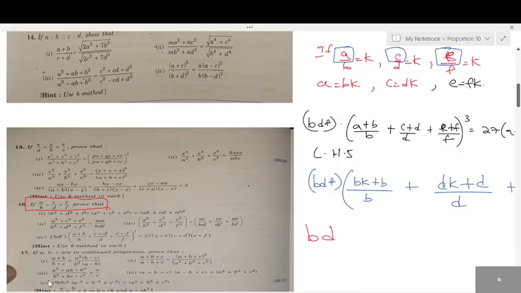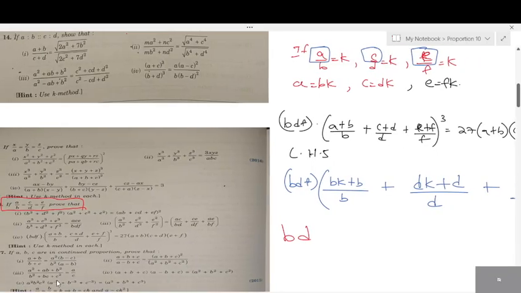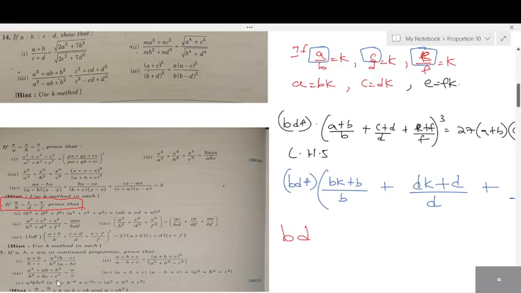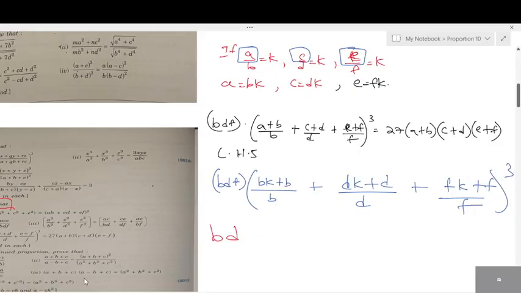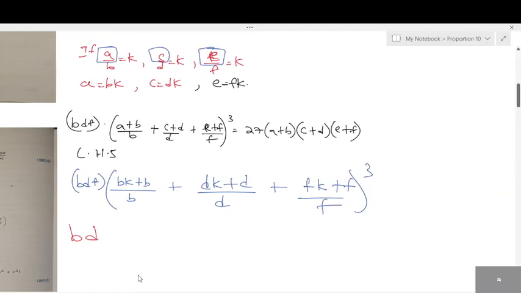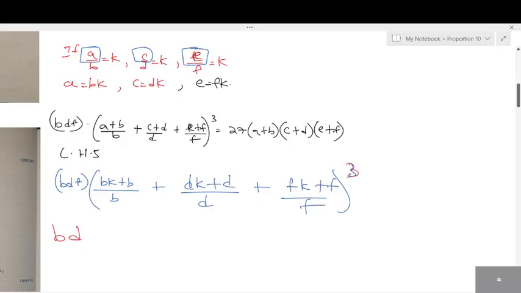B, D, F. A, B plus B, C, D plus D. Okay. E, F plus F, the whole cube. Fine. It's 27 A plus B, C plus D, E plus F. Okay. There is a cube given, and on the right hand side there is 27. So let me see if you need to use any formula.